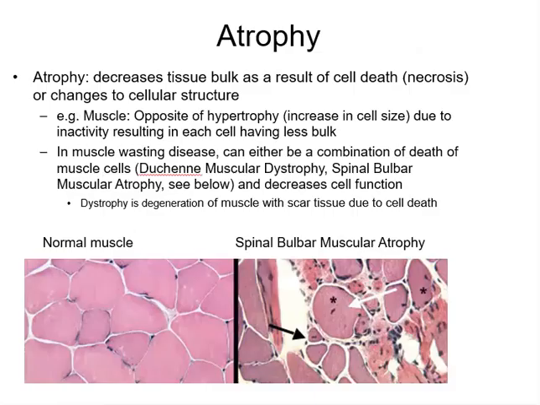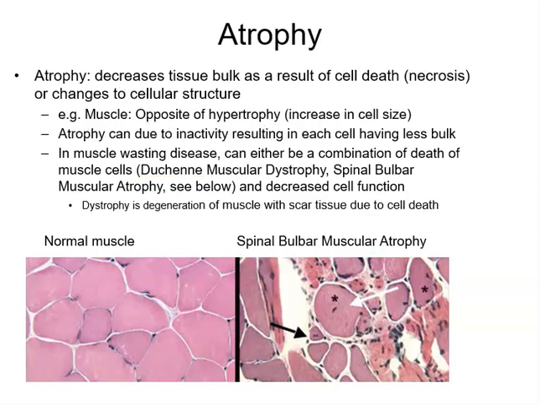So to start off, we'll look at atrophy. Atrophy is a term that's used where there is a decrease in the bulk of a particular tissue. That's often associated with death of a particular tissue, such as where you've got necrosis going on, or sometimes changes to cellular structure. So you'll come across atrophy in many different disease situations, but atrophy is a decrease in tissue bulk, often as a result of cell death, or necrosis, or changes to cellular structure resulting in a reduction of that tissue bulk.